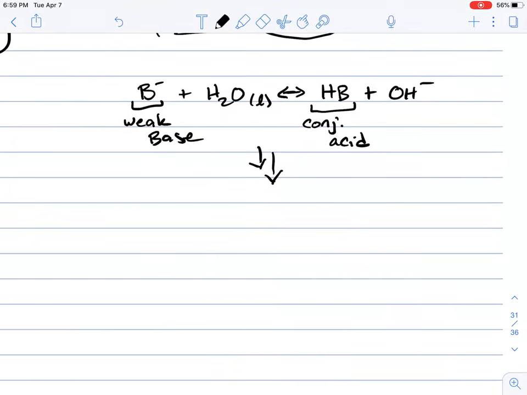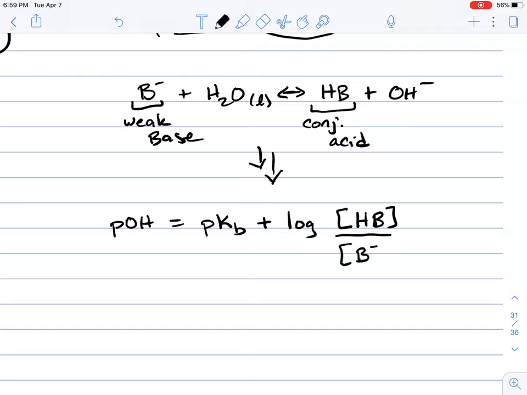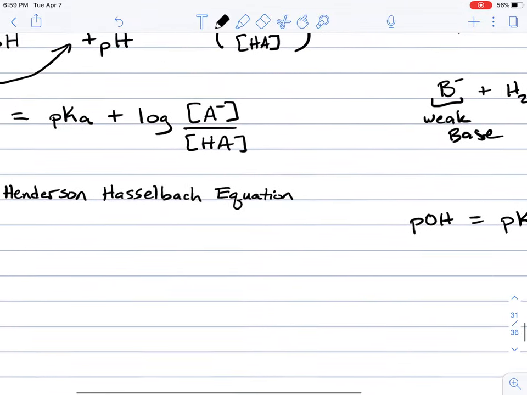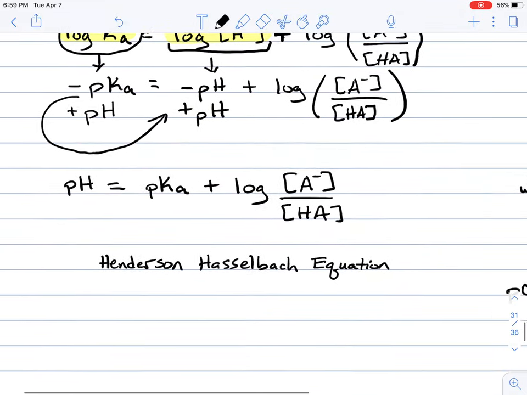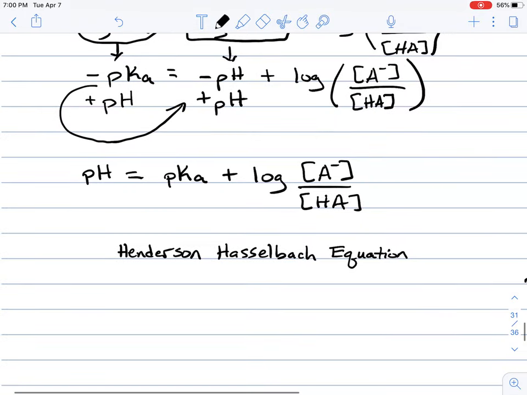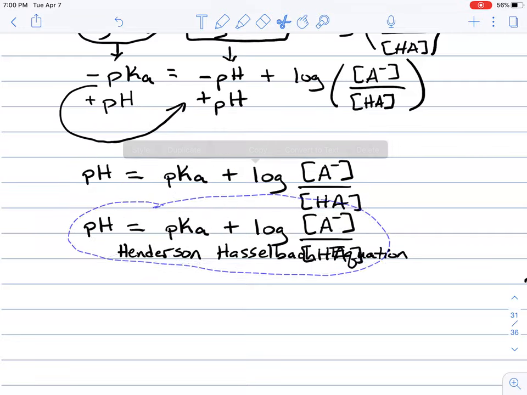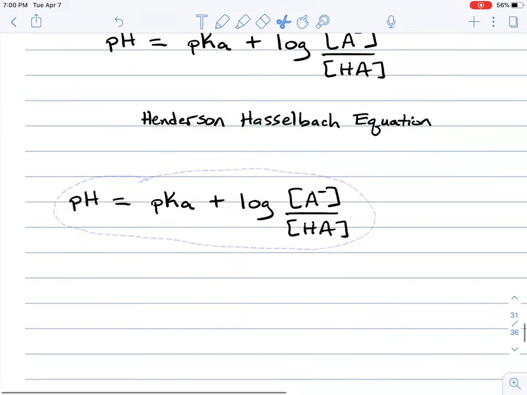But long story short, the pOH is equal to pKb plus the log of the concentration of HB over B minus. All right, and so let's go ahead and take a look at the pH form of the Henderson-Hasselbalch equation, and we're going to go ahead and decompose its components just so we know how to use it in different scenarios.